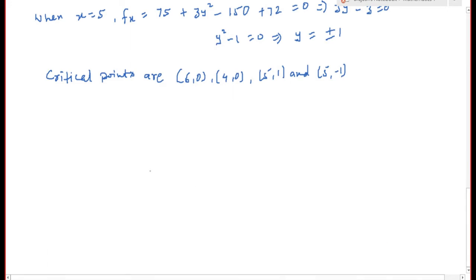Now you go for step 2. So in step 2, we require f of xx, that is del 2f upon del x square. So first I write here what we have right now.